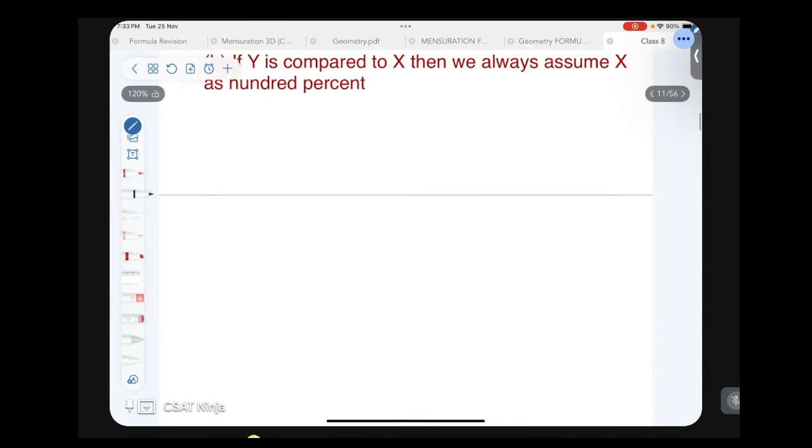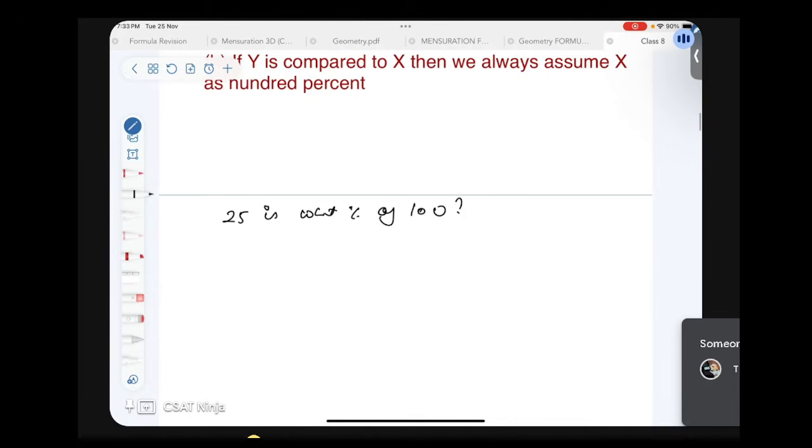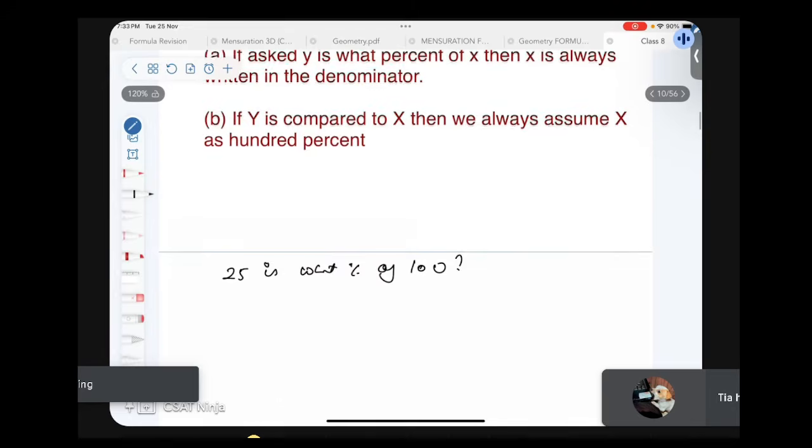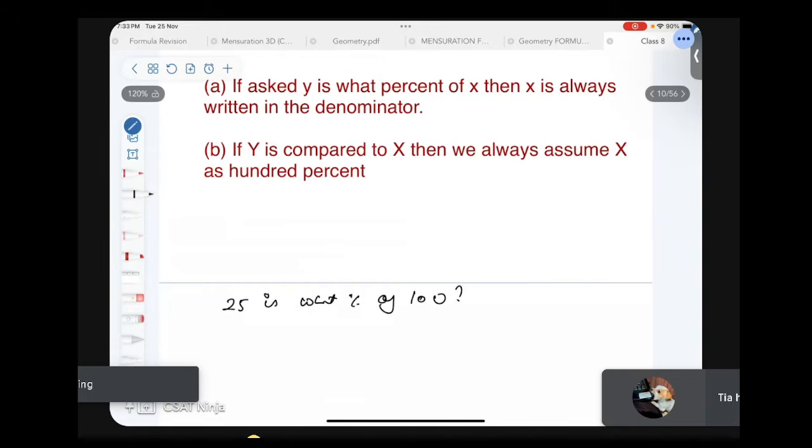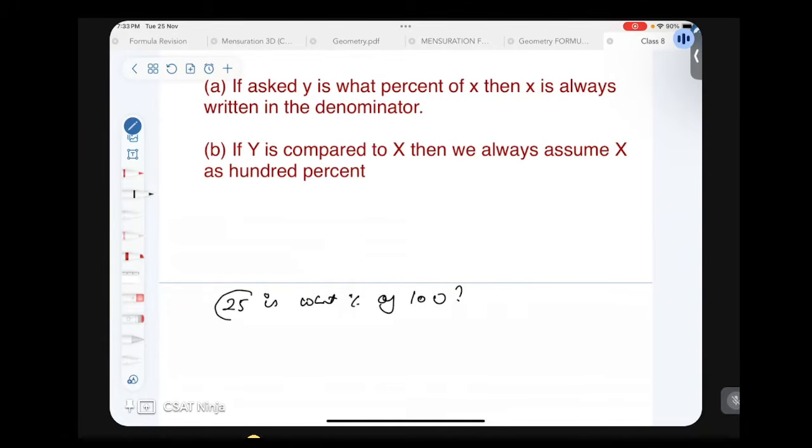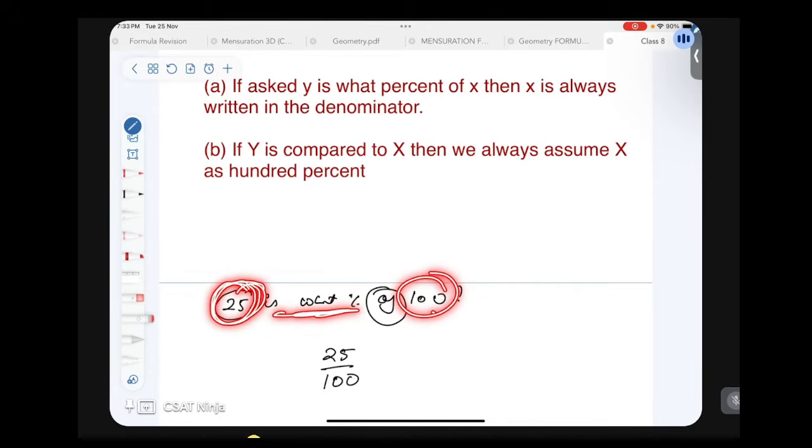Let's say the question says like this: 25 is what percent of 100? Remember, we are asked about 25, so 25 should always be written over 100. Of what? 100. When you are comparing two quantities, I am comparing this 25 with 100. So I'm comparing 25 with 100. That's the reason why I'm writing this 100 in the denominator.